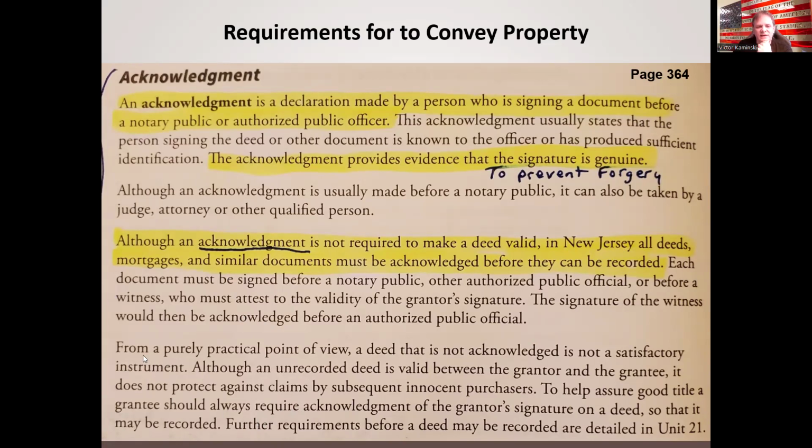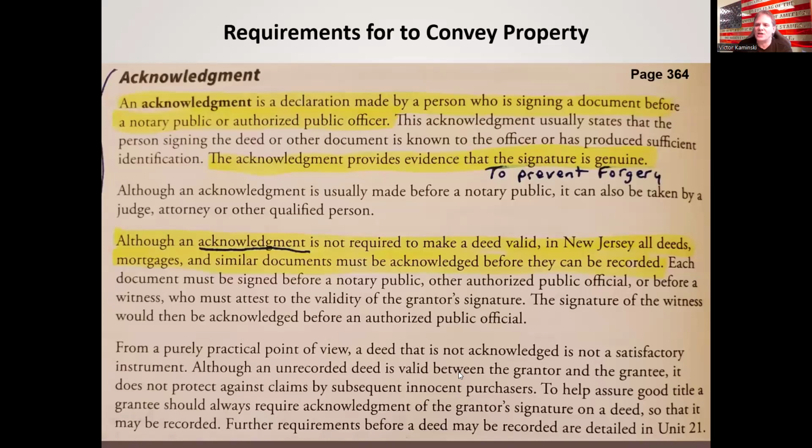So this is interesting. They say, from a purely practical point of view, a deed that is not acknowledged is not a satisfactory instrument. Although an unrecorded deed is still valid between the grantor and the grantee, it does not protect against claims by subsequent innocent purchasers. To help assure good title, a grantee should always require acknowledgement of the grantor's signature on the deed so that it may be recorded. So they can't say in the future that the owner never really signed the document.